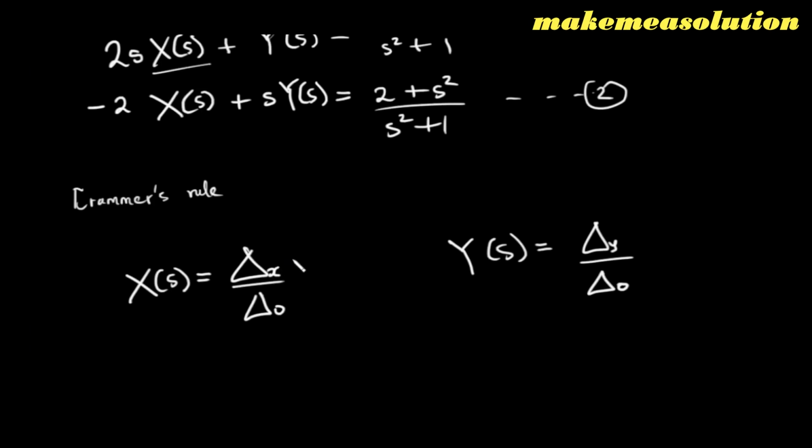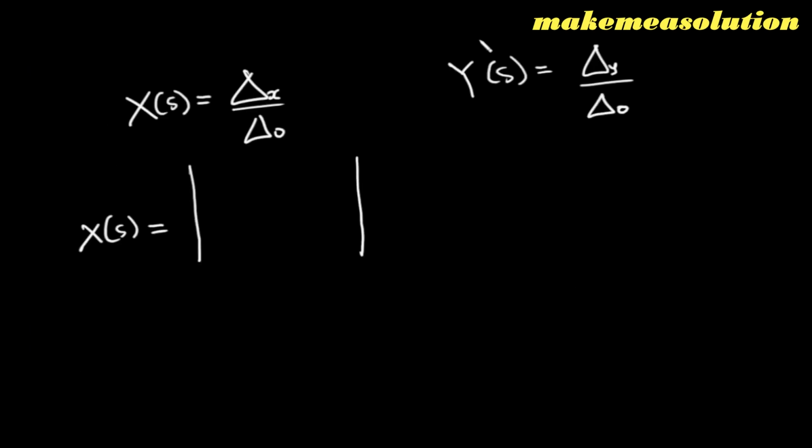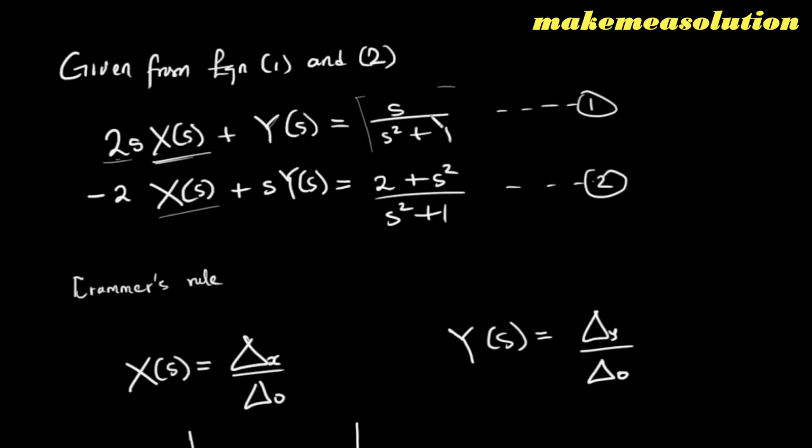So take a breath and let's dive in. Now to find what delta x means, x of s is delta x over delta naught. So delta x is a determinant that is formed from playing with the coefficients in this particular equation. Observe the coefficient of x of s in this equation. I have 2 up here, 2s up here and negative 2 down here. So I'm going to replace these coefficients with the terms on the other side of the equality.